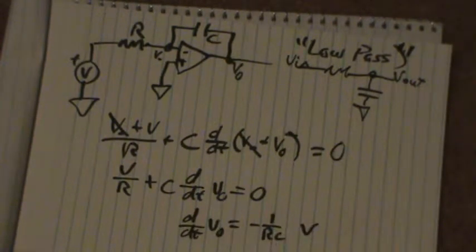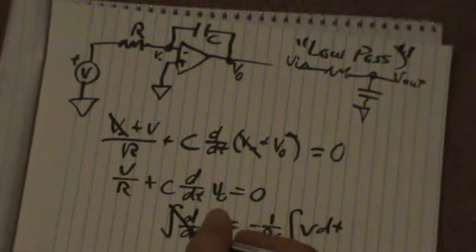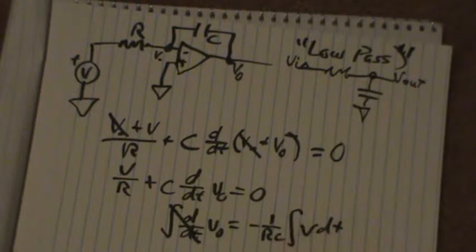I left some space here because what I'm going to do now is integrate both sides with respect to time. When I do that, this goes away. I get V out. But now I have the integral of V over here. So I have an integrating circuit, which is a low pass circuit.